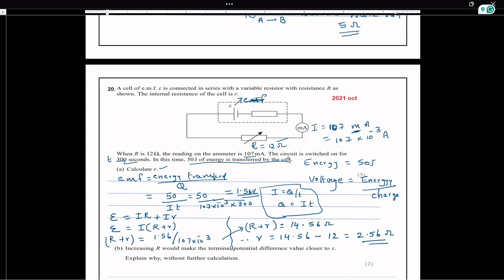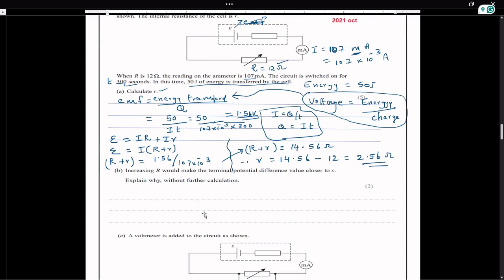This is the internal resistance value. So we started with the EMF or the voltage. I started with this equation: voltage is energy transferred over charge. I'm using this equation here. Then I calculated the EMF. Then I related EMF with the total resistance, the load resistor. So from that relation we are calculating the total resistance, and from that the internal resistance.